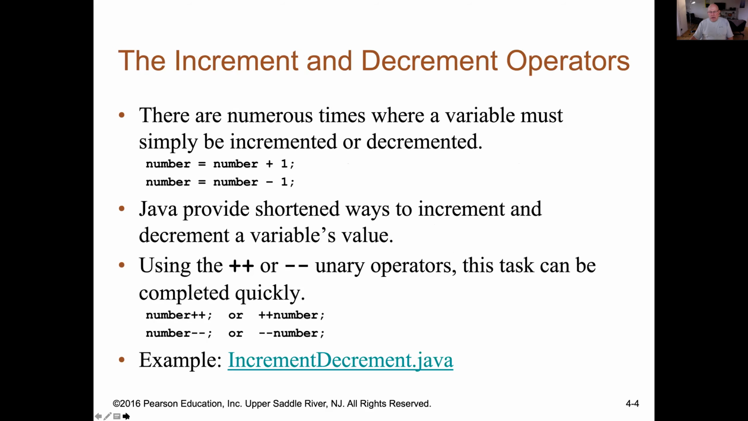So the increment and decrement operators: there are numerous times where a variable must simply be incremented or decremented. Java provides shortened ways to increment and decrement a variable's value. Use the plus plus or the minus minus operators, and this is done quickly. For example, you'll see the next example, which shows an IncrementDecrement Java file.